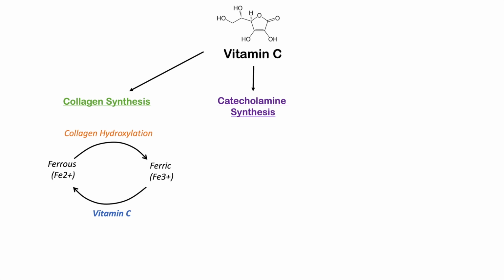Now, vitamin C is also used in catecholamine synthesis. So in the process of catecholamine synthesis, when we have dopamine and dopamine becomes acted on by the enzyme dopamine beta hydroxylase, that enzyme, dopamine beta hydroxylase, actually requires vitamin C. So that is why we need vitamin C in catecholamine synthesis to produce norepinephrine.